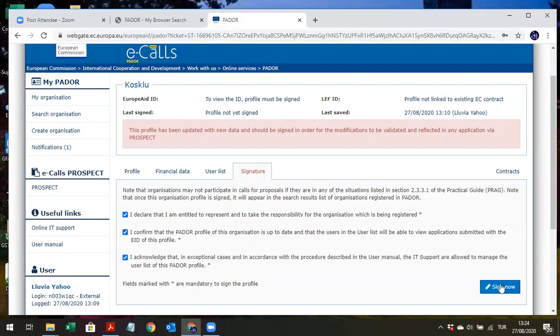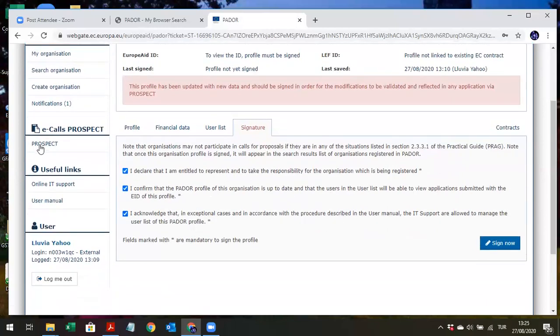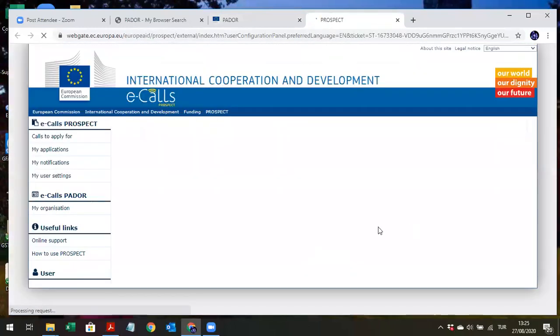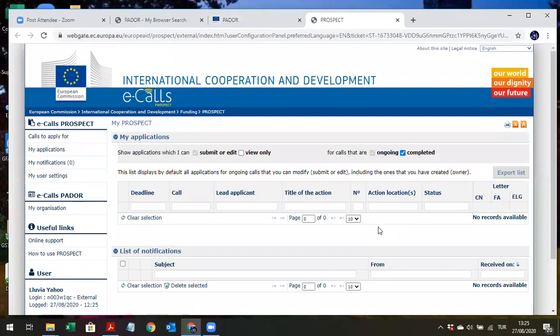Once you have done this and you sign, here in this section, your EuropeAid ID number will appear. And from then on, you are going to use that specific number for your proposal. Once we have done this, let's move on to Prospect. So Prospect is the platform where you're going to submit your proposal, and concept notes in this case, first of all.